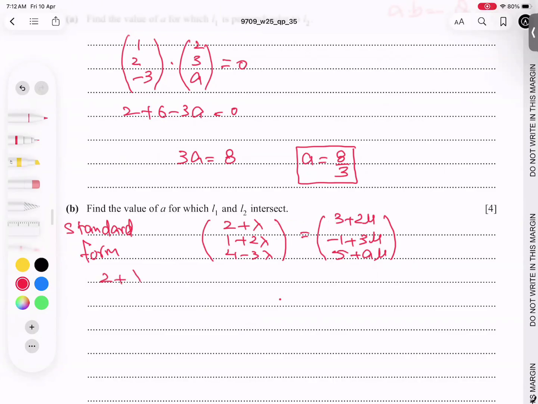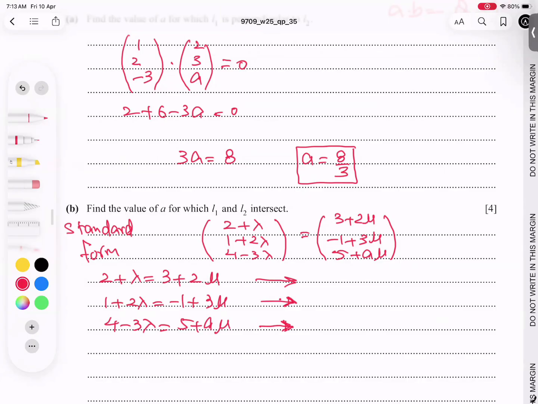2 plus lambda is equal to 3 plus 2 mu. 1 plus 2 lambda is equal to -1 plus 3 mu. And 4 minus 3 lambda is equal to 5 plus a mu. Okay, we are getting three equations from here, students.